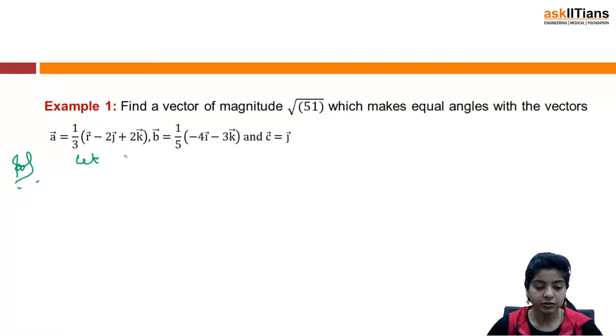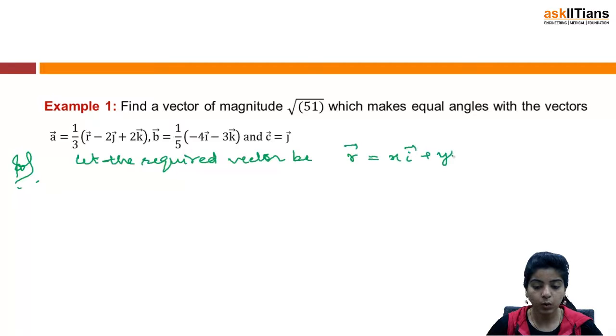First of all I assume, let the required vector r be xi plus yj plus zk. Then it's given that the magnitude of r is under root 51. So x square plus y square plus z square I can write is 51. This is my first equation.